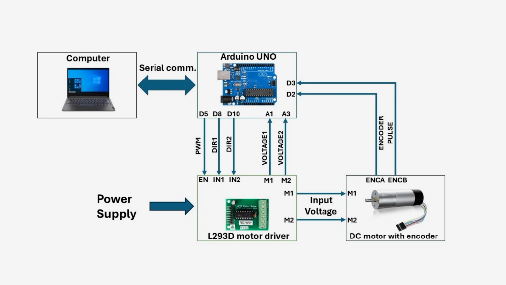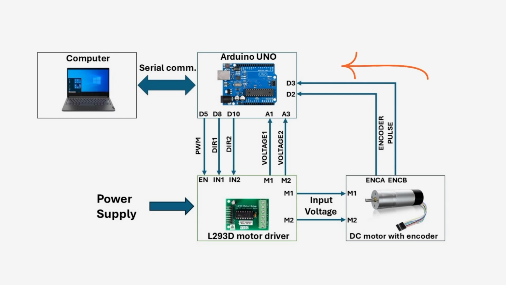The Arduino Uno board provides the PWM and directional signals to the L293D driver circuit through digital pins 5, 8 and 10 respectively. The driver circuit then provides the input voltage to the motor terminals based on the duty cycle of the received PWM signal. The terminal voltage of the motor terminals is fed back to the Arduino Uno through analog pins A1 and A3. The encoder pulses from motor encoder channels A and B are also fed back to the Arduino digital pins 2 and 3 for speed calculations.